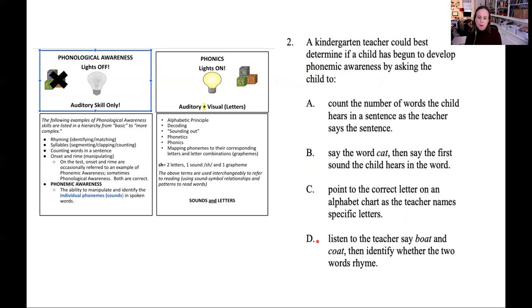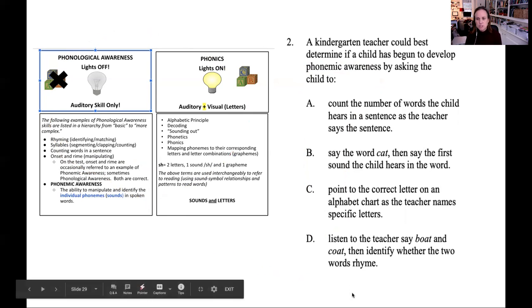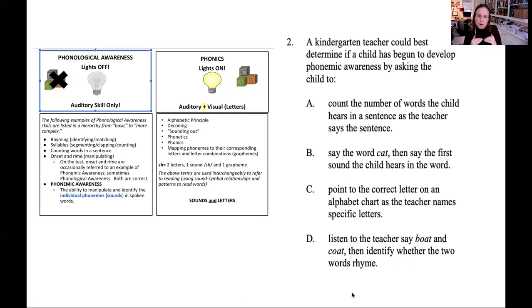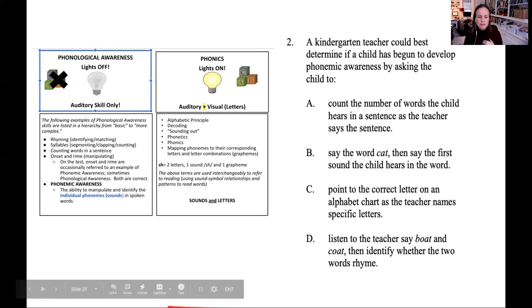Listen to the teacher say boat and coat and identify whether they rhyme. Rhyming is an example of broad phonological awareness. So you can see again how this chart can really help us in answering some of these questions where you're comparing, contrasting the difference between phonological awareness, phonemic awareness, and phonics. Let's try one more.